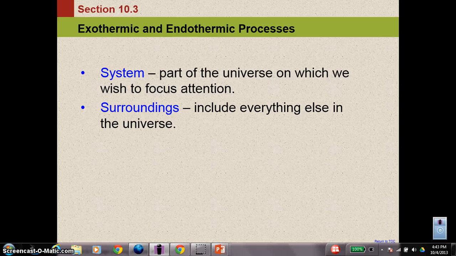So going on to exothermic and endothermic processes, we need to have a couple of definitions set in our minds. And so we're going to look at what a system is compared to what the surroundings are. So a system in our area of chemistry is the part of the universe where we're going to focus our attention. And the surroundings are going to be everything else outside of that in the universe. So the system is the part that we're focusing attention on, surroundings is everything else.